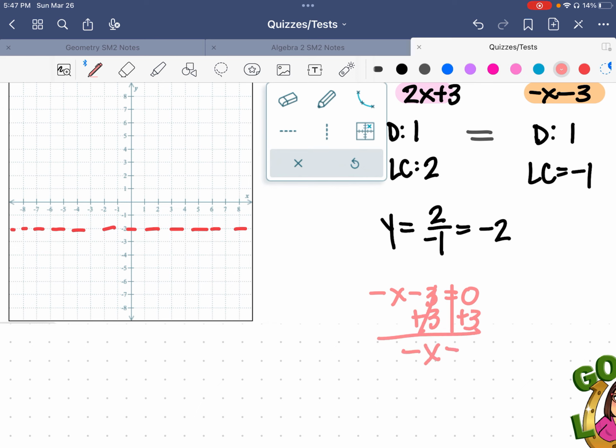Yes, I would show my work for this one because there is that invisible -1 there that I do have to take care of because it is now at -3. So it's going to be at x equals -3.